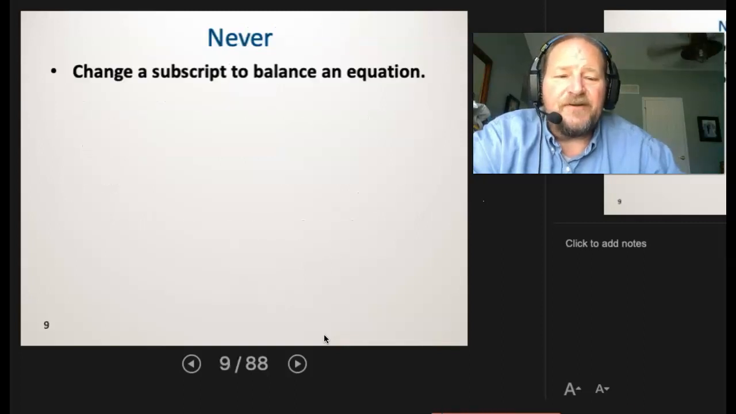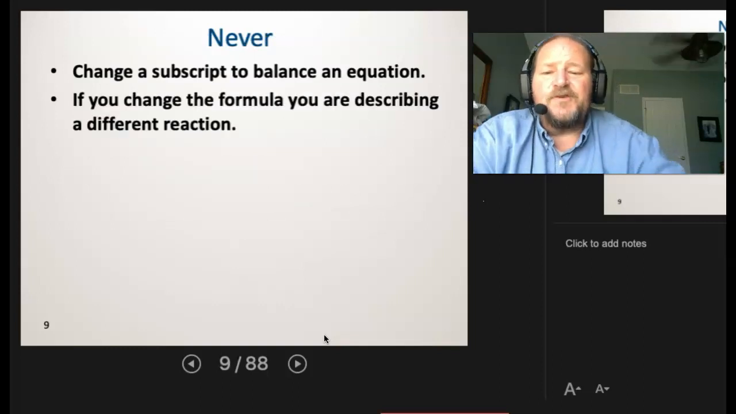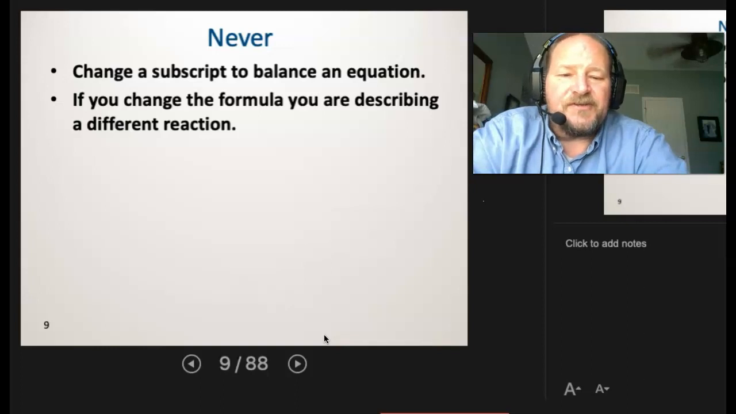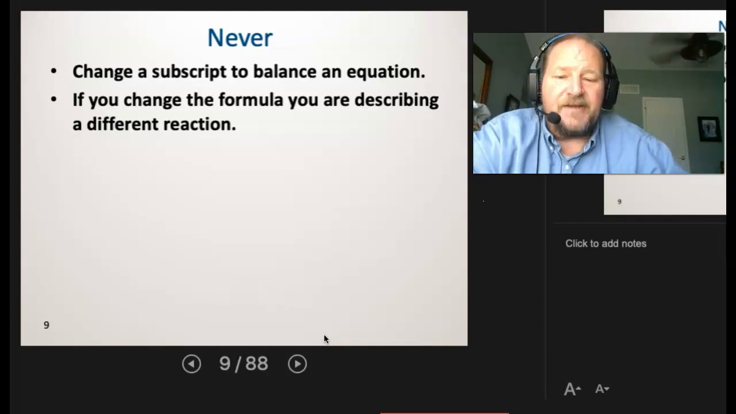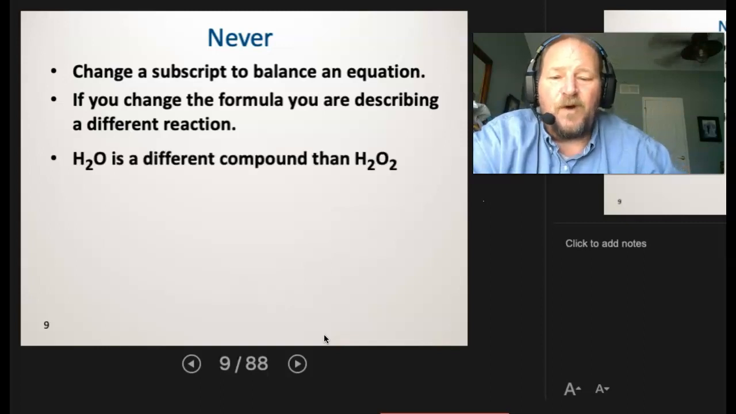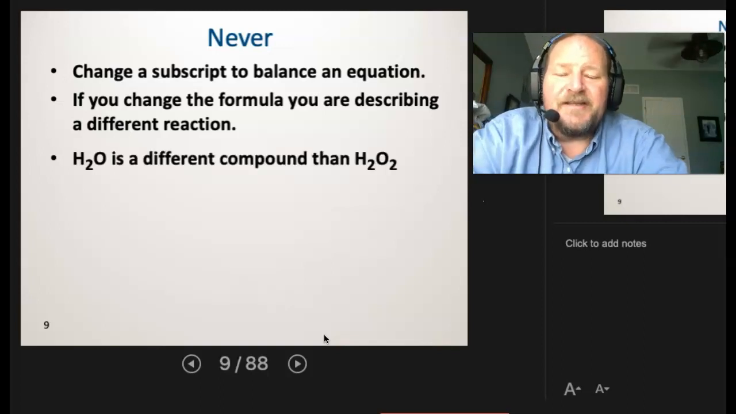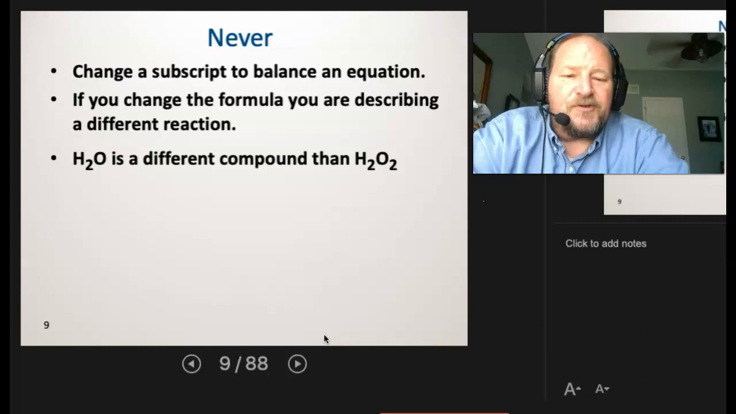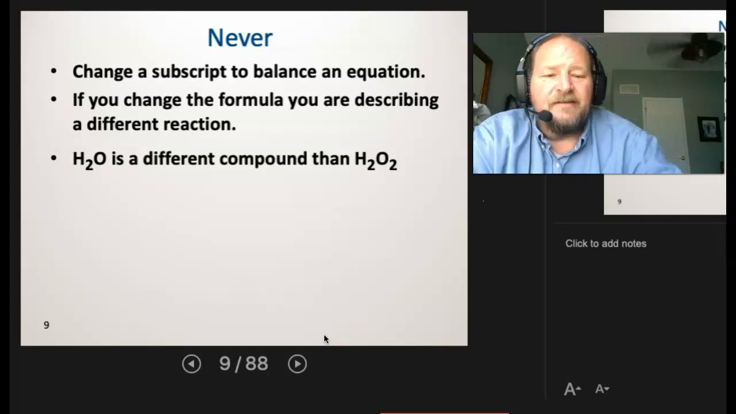Some things you should never do. Never change the subscript to balance an equation. If you change the formula, you're literally describing a different reaction. So for instance, if I take H2 plus O2 and I want to form peroxide, then that would be H2O2. But if I'm forming water, H2O, it's going to be very different. And I'm sure you may have brushed your teeth with peroxide, but nobody goes around drinking 8 glasses of peroxide. That would be very bad for your stomach, so don't try that.